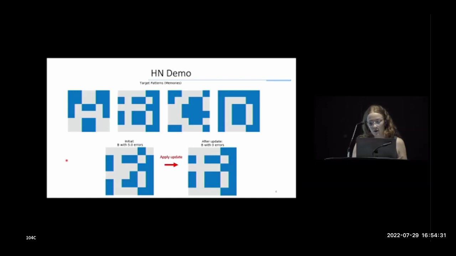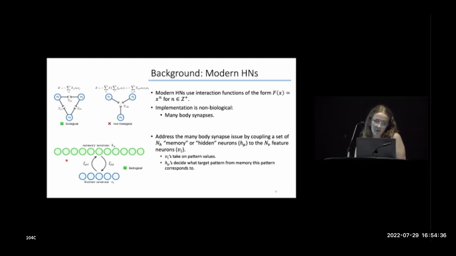So much more recently, modern Hopfield networks were introduced by Krotov and Hopfield, and they're essentially just like the regular Hopfield networks, except they use interaction functions of the form x to the n, where n is a positive integer. Of course, n equaling 2 reduces to the traditional case.